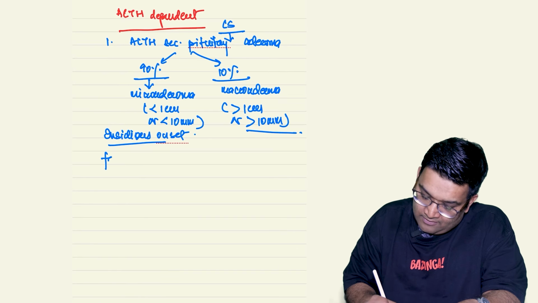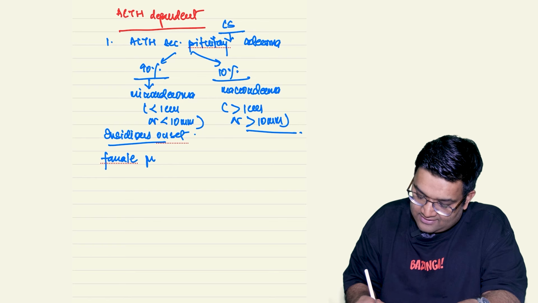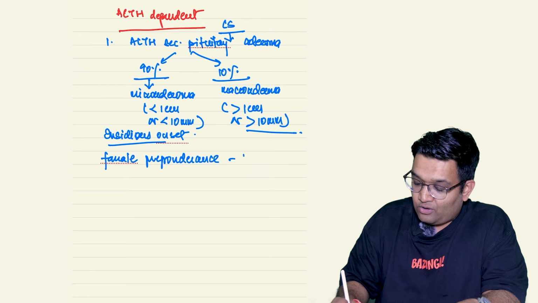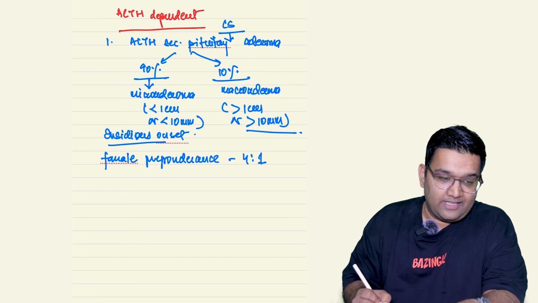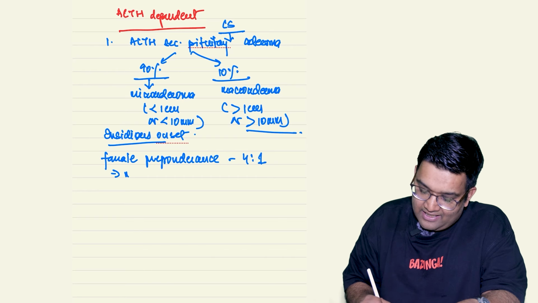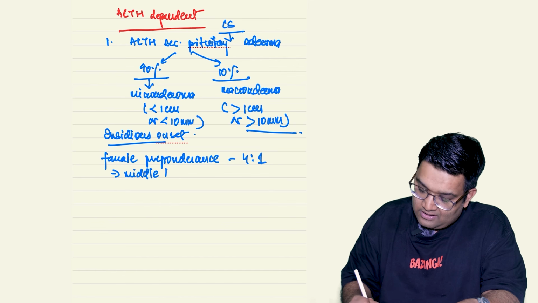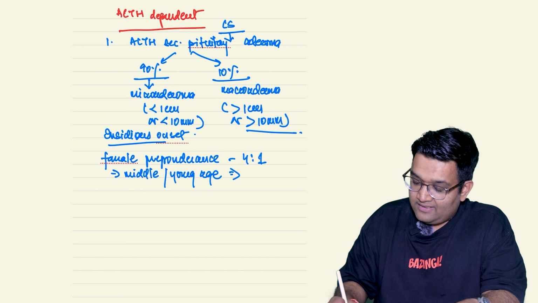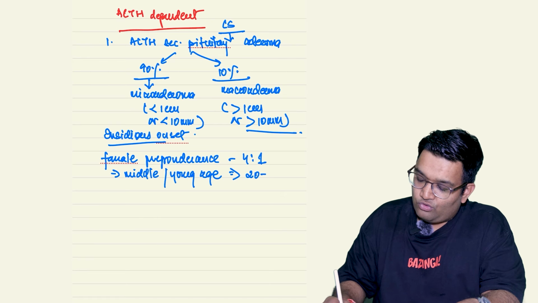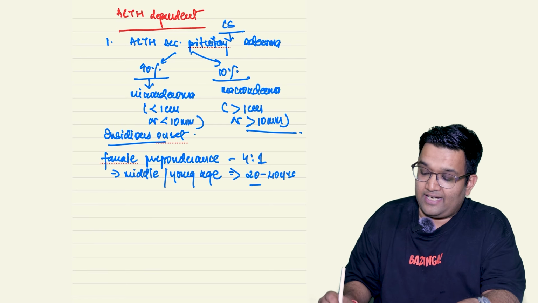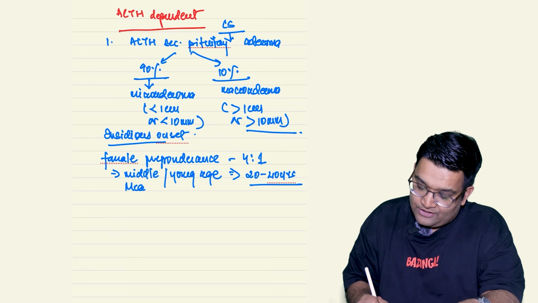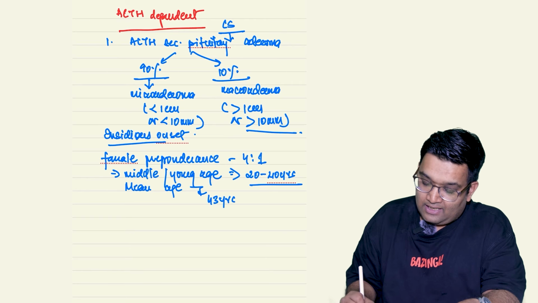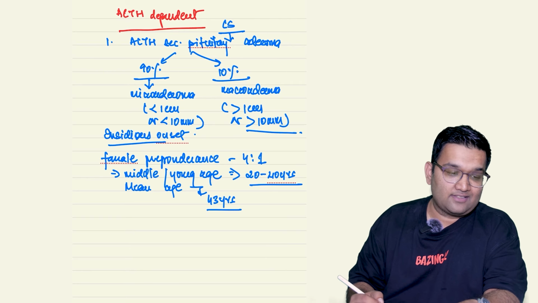It is a female preponderance of around 4:1. Then they may have a middle or younger age, that is around 20 to 40 years. But in certain Indian studies, the mean age is around 43. Again, with a female preponderance.